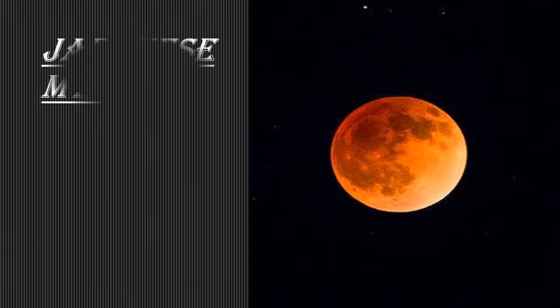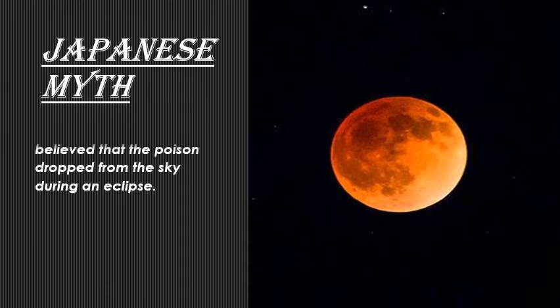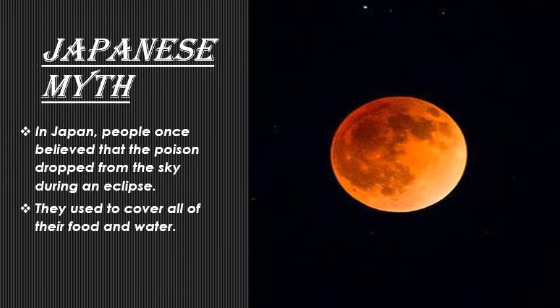Here is another myth about solar eclipse, and that is a Japanese myth. In Japan, people once believed that there is a poison dropping from the sky during an eclipse. They used to believe whenever eclipse happens, there is a poison that is dropping from the sky. Plus, they used to cover all of their food in water. They thought this poison will be dropped into their food and water and it can cause their death.